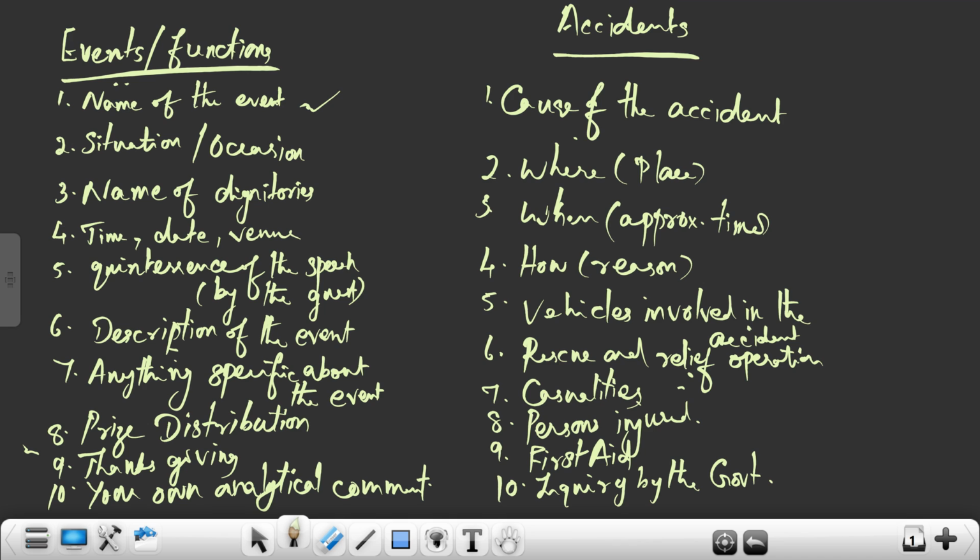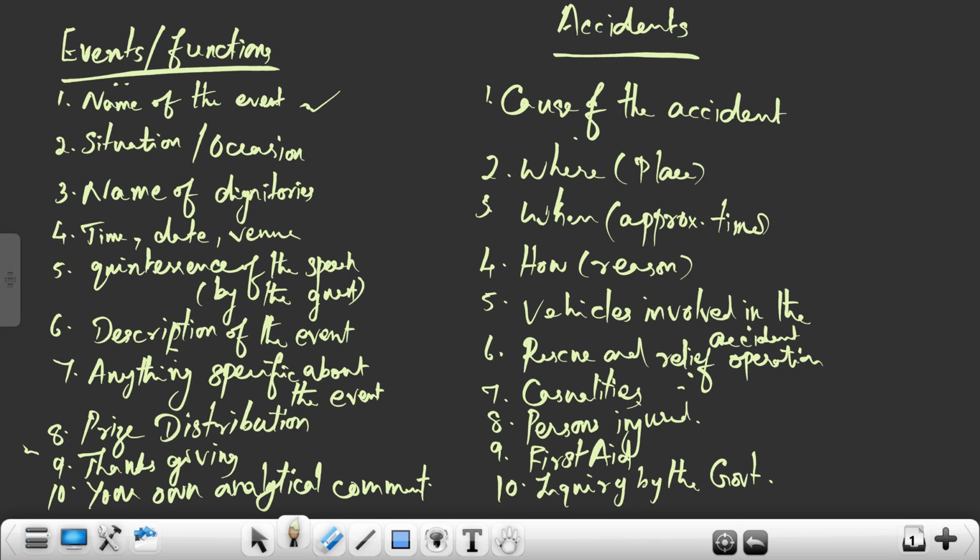First of all, you have to enter the cause of the accident in your report. And secondly, the place of the accident, that is where, then the exact approximate time, that is when, and how, the reason, and also the vehicles involved in the incident, and the rescue and relief operation, then casualties, the persons injured, the first aid, inquiry by the government.